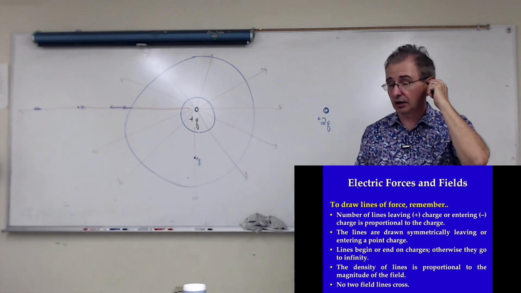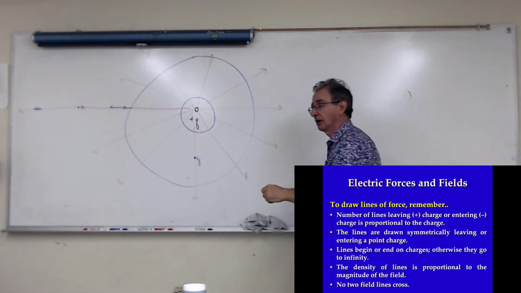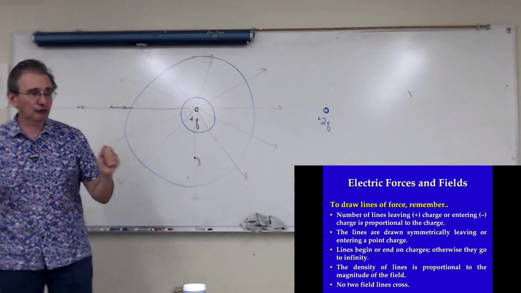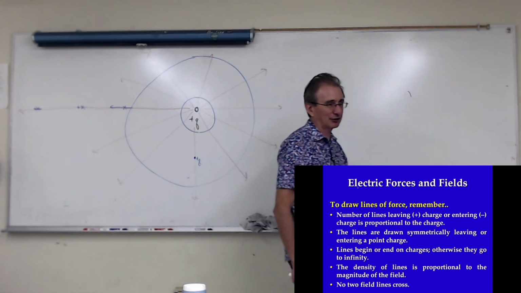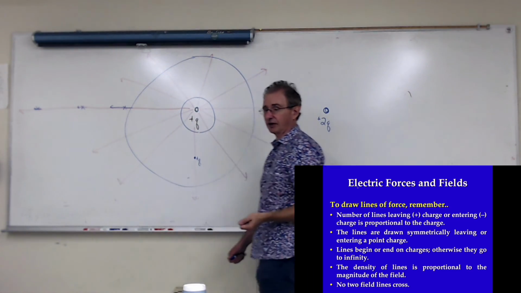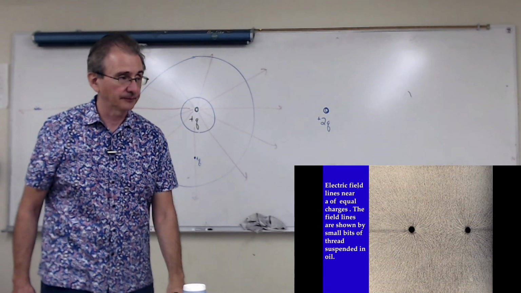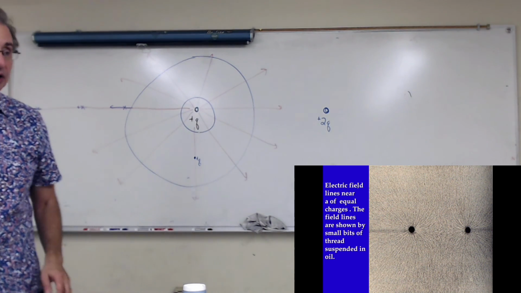Remember, with the electric field, we assign a unique vector in every location in space. If two field lines cross, that means I've assigned two different directions for the electric field at one location in space. That's not a field. That's not a vector field then. Okay? So here are a couple of examples, and after I show you the examples, I'll be done.